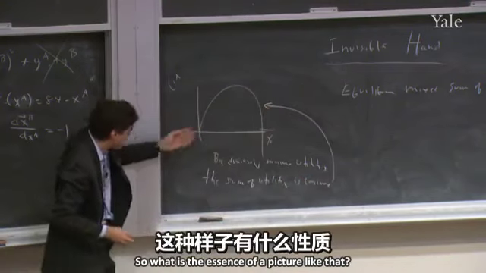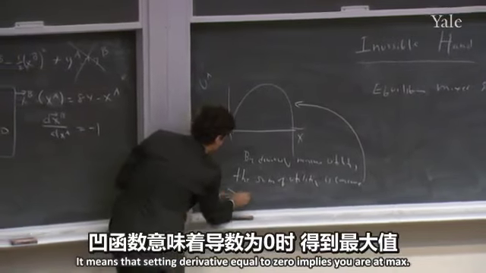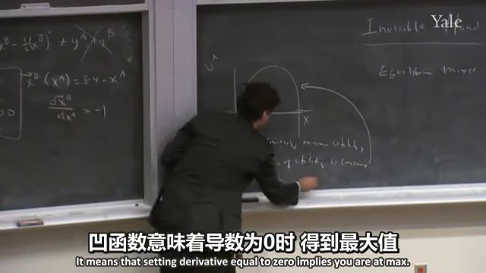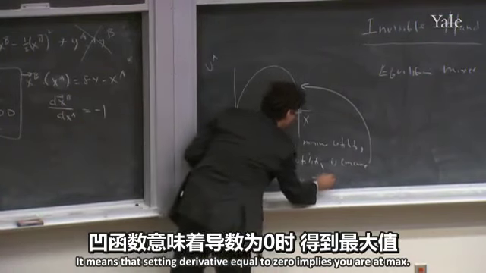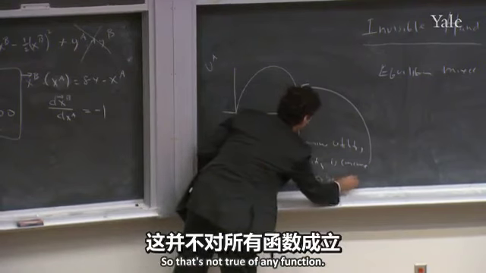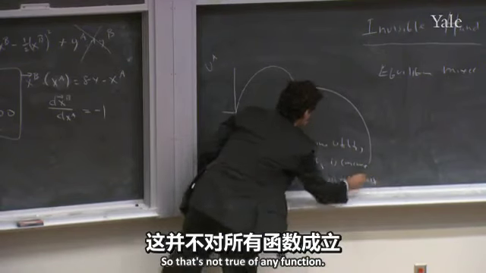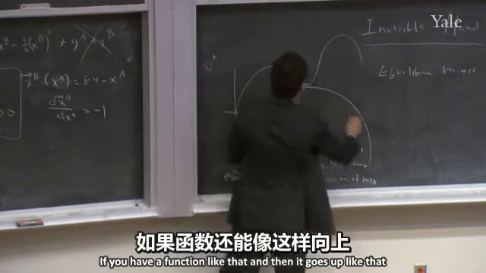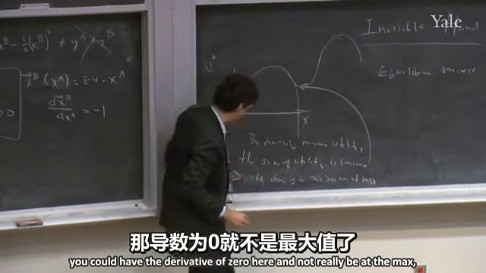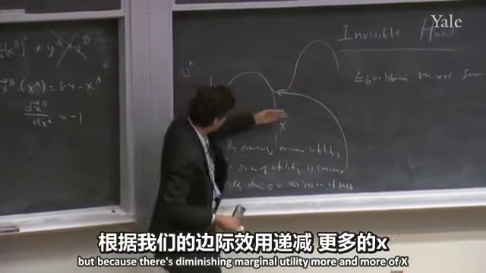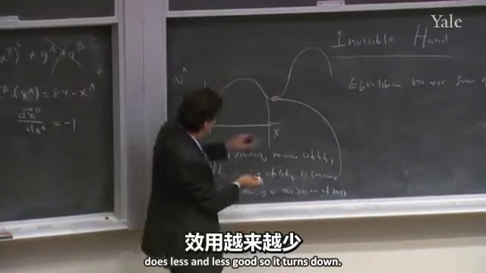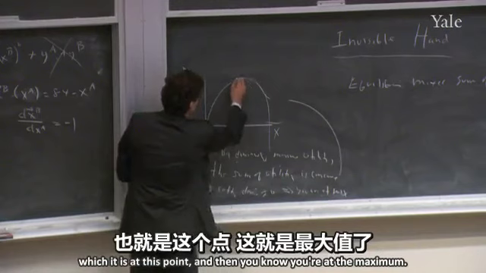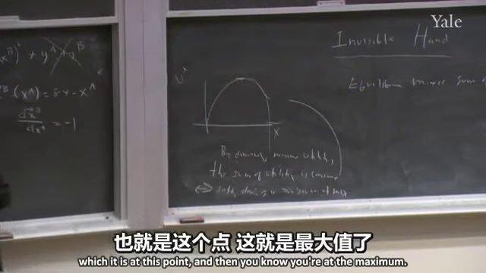So what is the essence of a picture like that? It means that setting the derivative equal to 0 implies you are at the max. So that's not true of any function. If you have a function like that and then it goes up like that, you could have the derivative of 0 here and not really be at the max. But because there's diminishing marginal utility, more and more of X does less and less good, so it turns down. So all you have to do is figure out that the derivative is 0, which it is at this point, and then you're at the maximum.